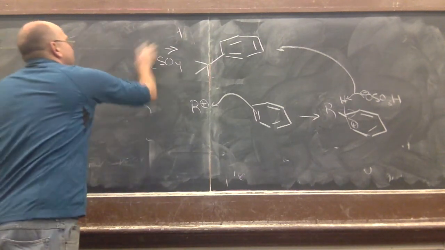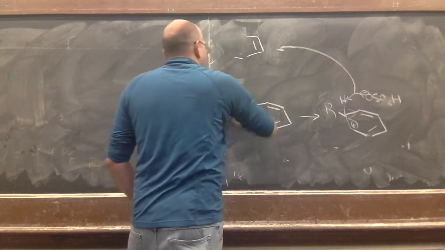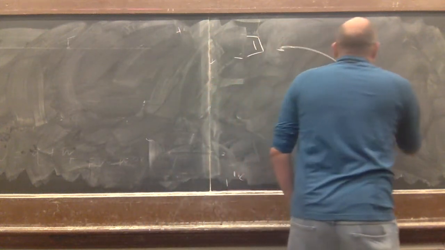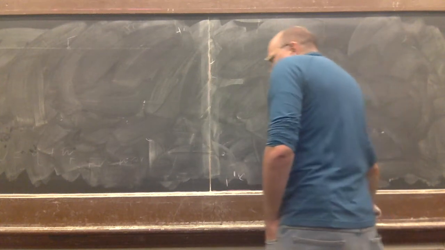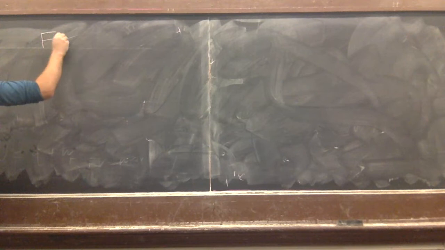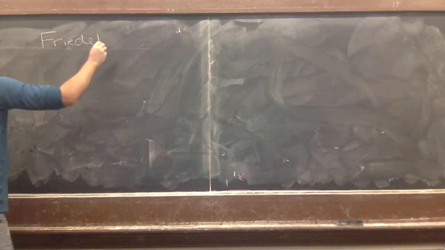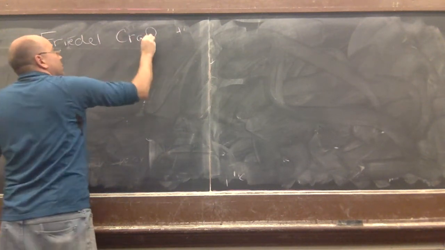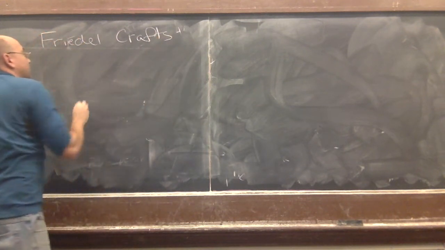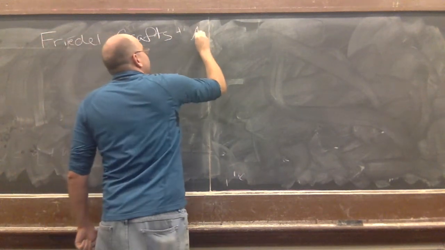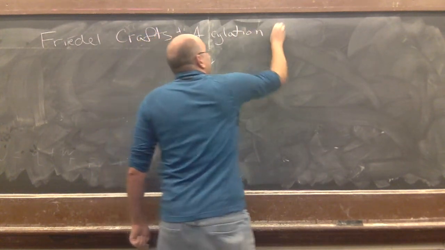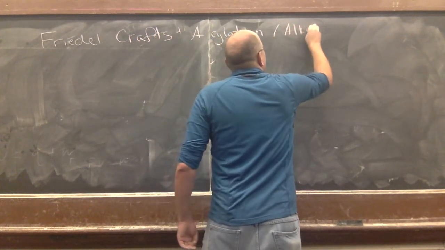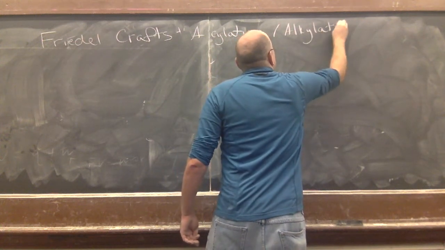from aromatic systems. The classic ways, and the ones you should familiarize yourself with, probably more so than anything at this point, are Friedel-Crafts alkylation and Friedel-Crafts acylation. Acylation or alkylation. Okay.